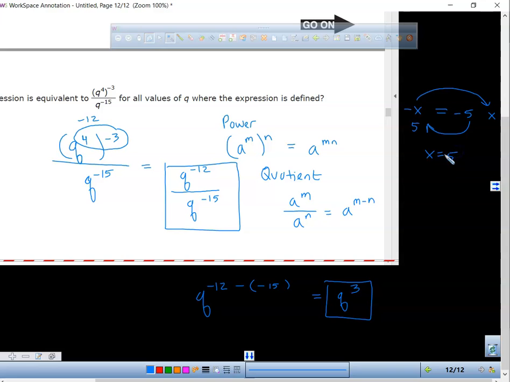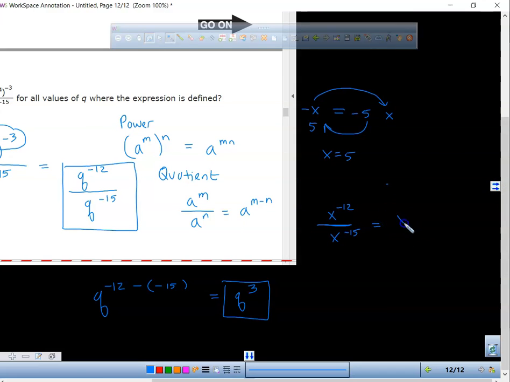Now, similarly, when you're dealing with exponents, if you move exponents above or below the fraction bar, they become positive. So watch this. If I have x to the negative 12 over x to the negative 15, that's the same as x to the power of positive 15 over x to the power of 12. These mean the same thing. If you want to make a negative exponent positive, just shift it up or down.